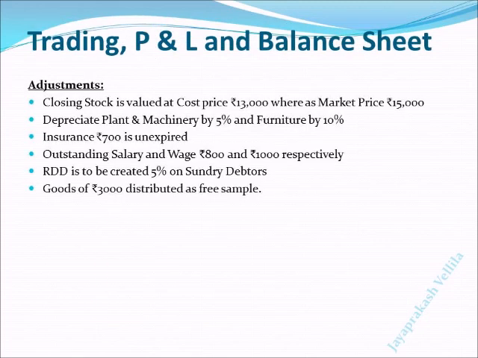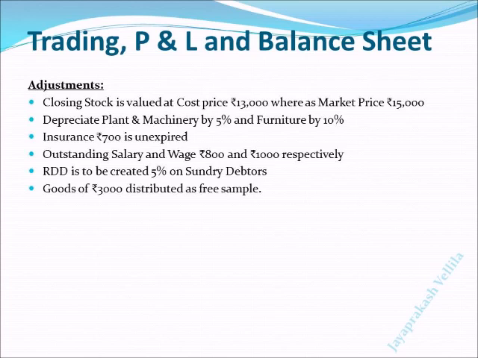In the adjustment side, there is given closing stock on the basis of cost price and market price. We know that for finding the final accounts, we always take the closing balance based on market price, that is 15,000.